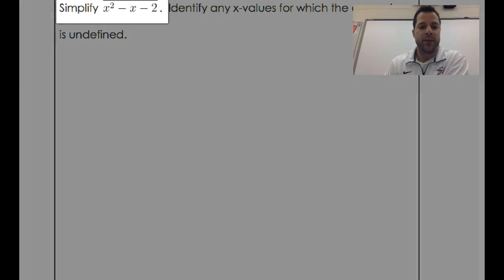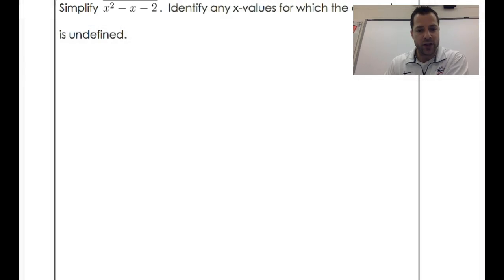We are going to simplify 2x minus x squared over x squared minus x minus 2 and identify x values that don't work. And the big key here is we're going to actually factor out a negative 1. This one can pop up a lot in pre-cal and calculus.